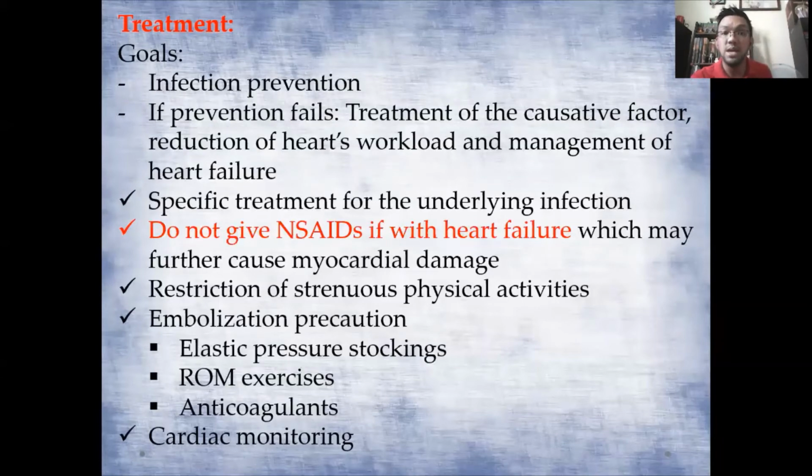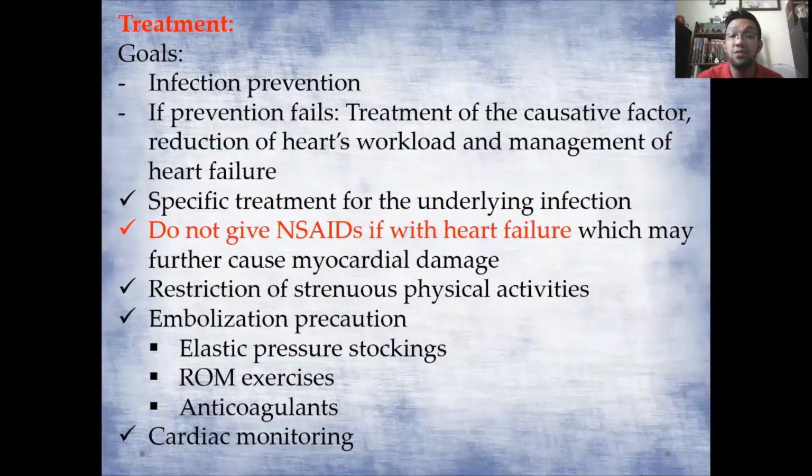And take note, never ever give NSAIDs to patients with heart failure, because NSAIDs can further cause myocardial damage. So do not give NSAIDs to patients with heart failure. What are NSAIDs? Examples of NSAIDs would be aspirin, ibuprofen, mefenamic acid, acetaminophen, paracetamol. So do not give any of those.